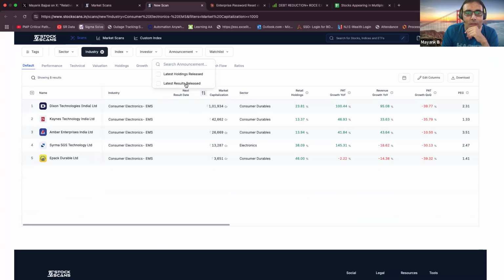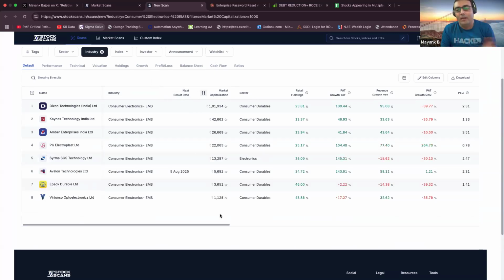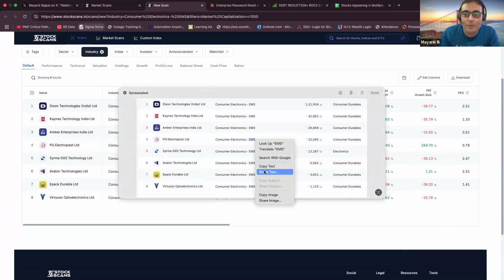Now, if I remove this and just click here, let's say you do not immediately know what the key growth triggers are of these companies outperforming Nifty 500 on a monthly time frame. All you can do is just take a screenshot of this, right? Take a screenshot of this, and this will cover the part that I was highlighting, how we can use ChatGPT, right? Copy the image.